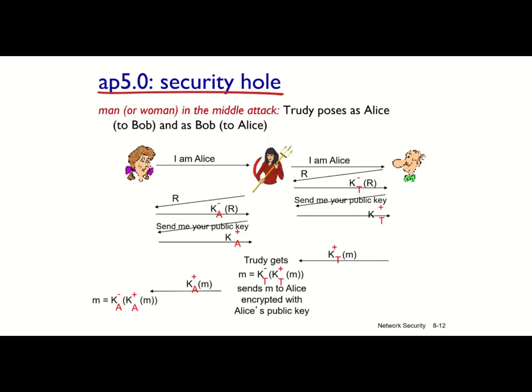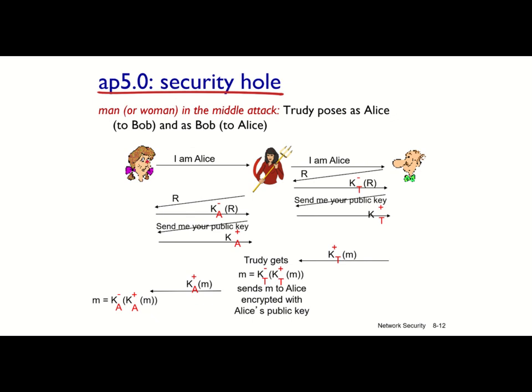Although protocol AP 5.0 can successfully avoid the playback attack, we can have a man-in-the-middle attack, or woman-in-the-middle attack in this case. So let's look at the man-in-the-middle attack. Trudy poses as Alice to Bob and as Bob to Alice. So Bob thinks that Trudy is Alice, and Alice thinks that Trudy is Bob, but Trudy plays two different roles in this connection. Let's see the failure scenario.